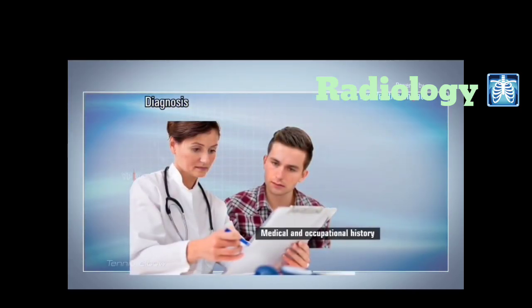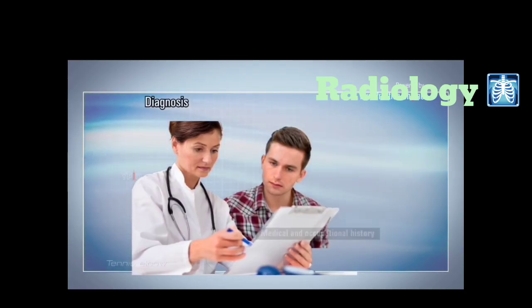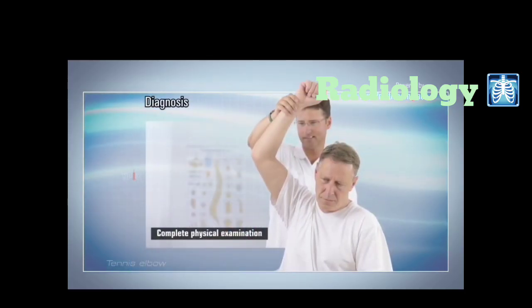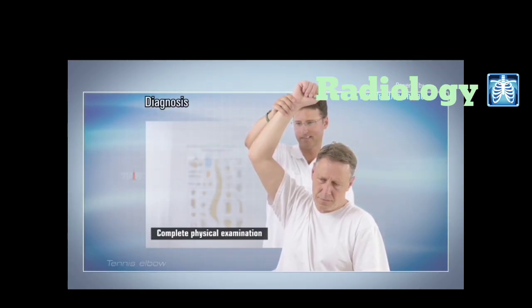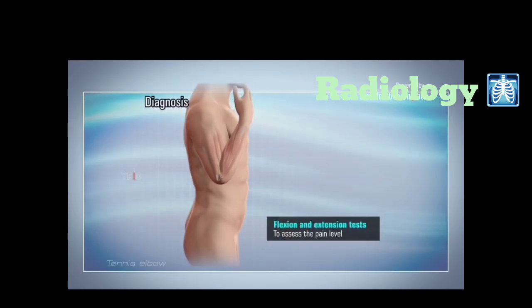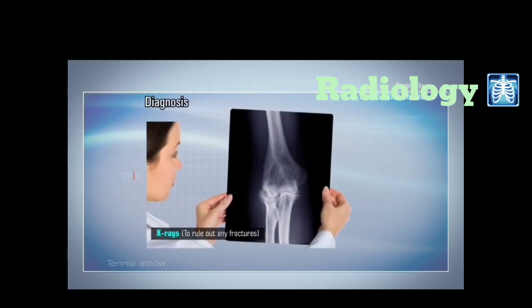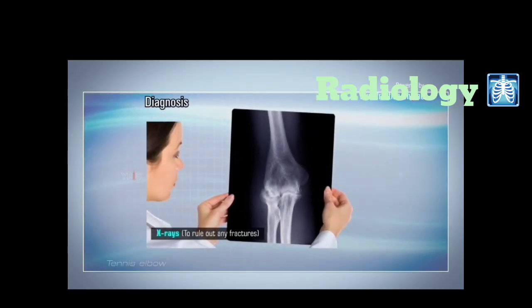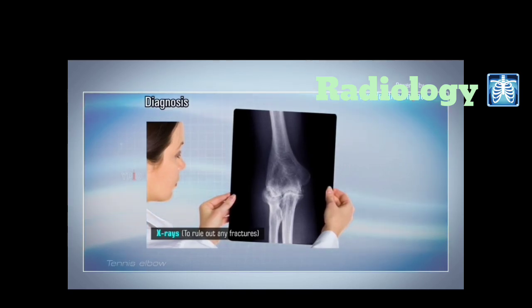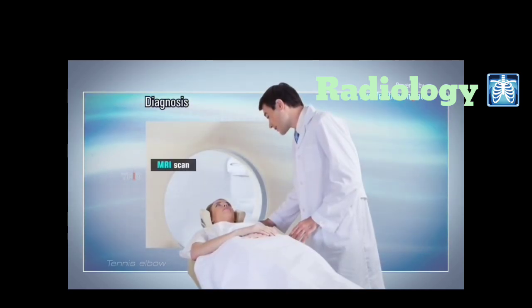Diagnosis. Your doctor diagnoses tennis elbow after reviewing your medical and occupational history and performing a complete physical examination. Flexion and extension tests of the elbow are done to assess the pain level. Investigations such as X-rays may be necessary to rule out any fractures or other disease conditions. Rarely, MRI may be ordered.